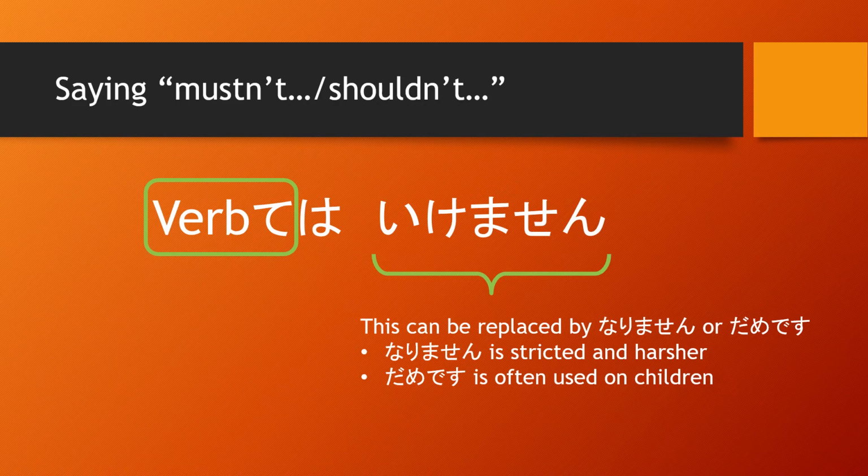Now, for this year, in terms of speaking and writing, you really only need to produce te wa ikemasen. That's all you need to know. However, for the listening and reading section, you do need to understand that 手はなりません and 手はダメです all mean the same thing. So let's have a go at a few examples. We're going to do about 4 before we go to our individual exercise.